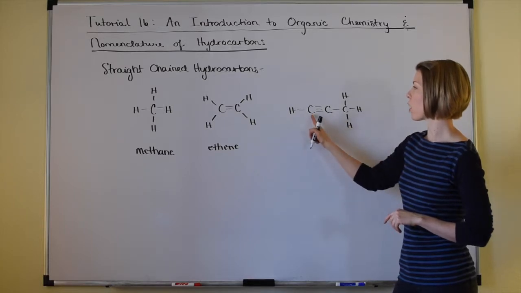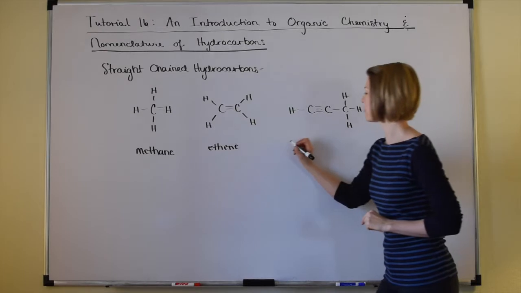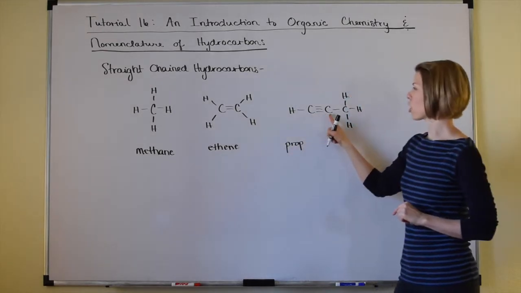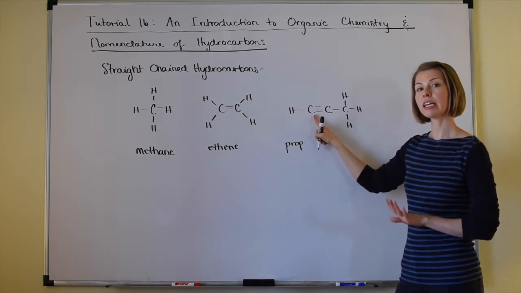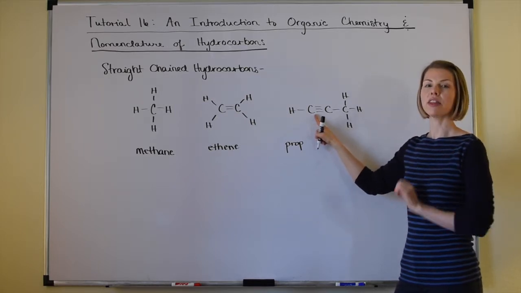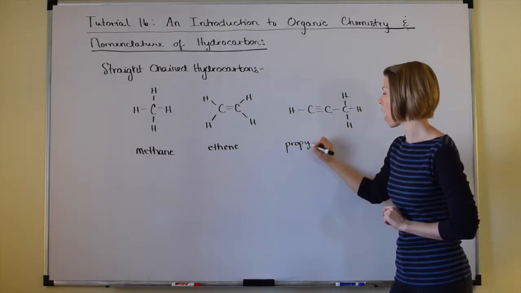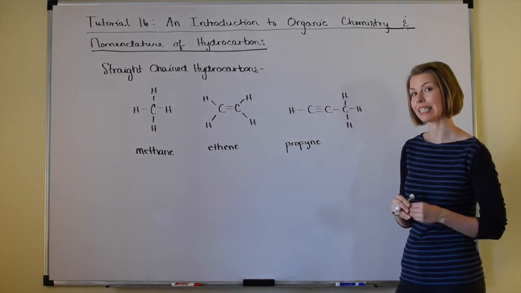Over here we've got 1, 2, 3 carbons. The appropriate prefix is prop. We've got a carbon-carbon triple bond. So this is not an alkane. This is not an alkene. This is an alkyne. So we want the ending to be Y-N-E. The name for this molecule is propyne.